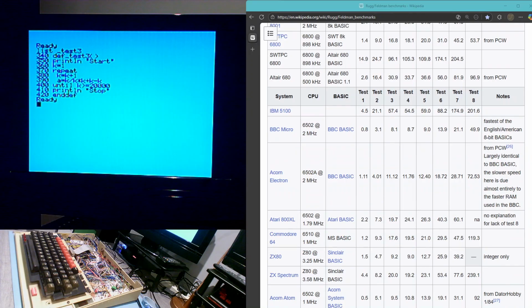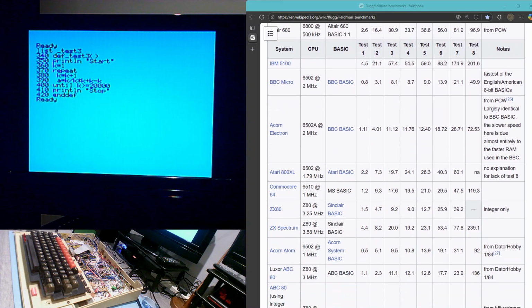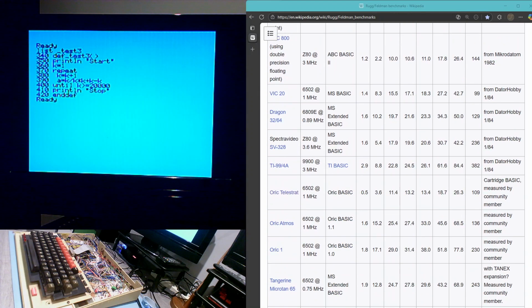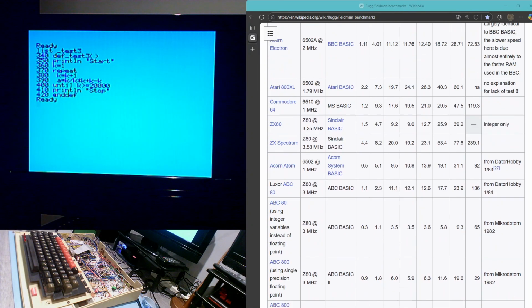Again, comparing with some other basics, it's 7 times quicker than BBC Micro, ZX Spectrum. It's a lot quicker. Commodore 64 as well. Similarly, it's like 15 times quicker. 20 times plus quicker than my Atari, and my Oric, which I always like to compare things against. It's 25 times plus quicker on this benchmark.